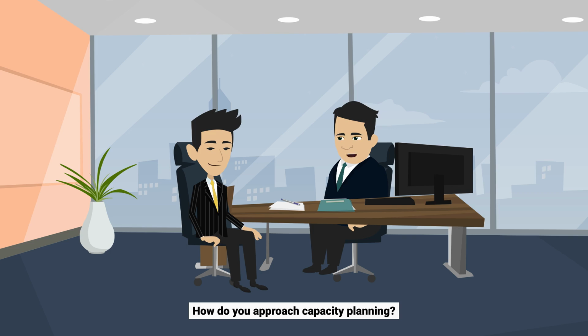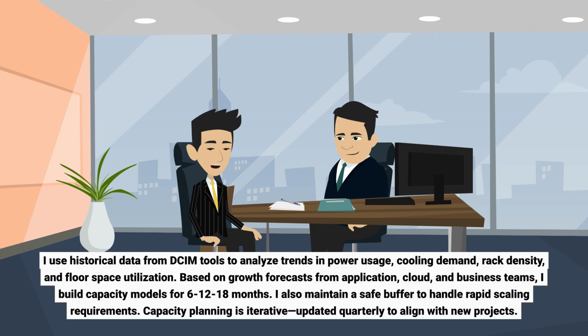How do you approach capacity planning? I use historical data from DCIM tools to analyze trends in power usage, cooling demand, rack density, and floor space utilization. Based on growth forecasts from application, cloud, and business teams, I build capacity models for 6-12 to 18 months. I also maintain a safe buffer to handle rapid scaling requirements. Capacity planning is iterative, updated quarterly to align with new projects.